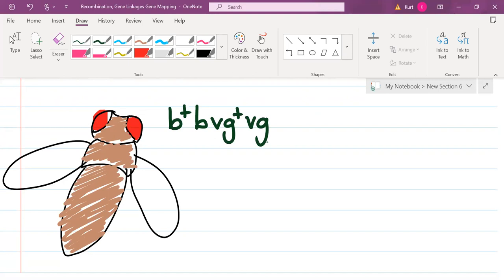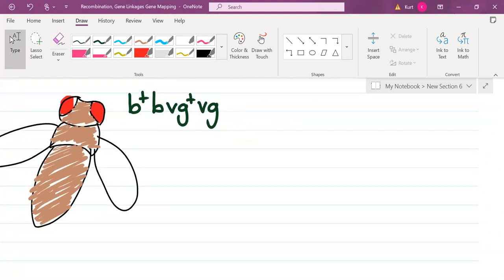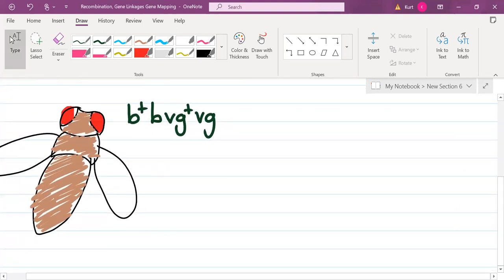Heterozygous what? Okay, you are correct. There's another way to say it. You could say double heterozygous. You could say double hybrid. All are correct. So this is heterozygous, heterozygous. Or you could just say double heterozygous, double hybrid. It's all good. All right, well, let's draw our other little fly.